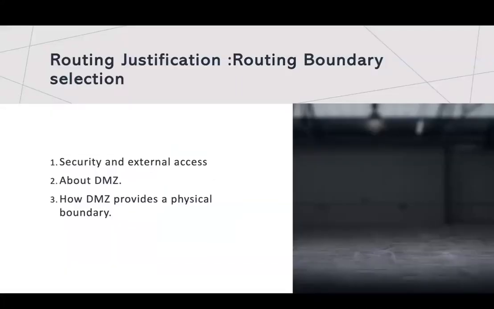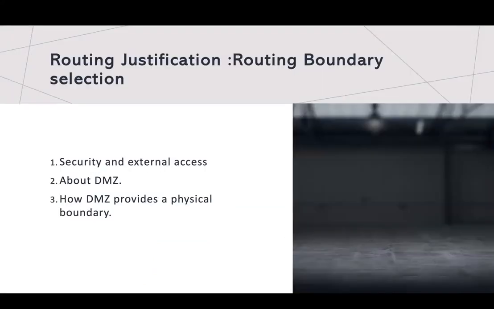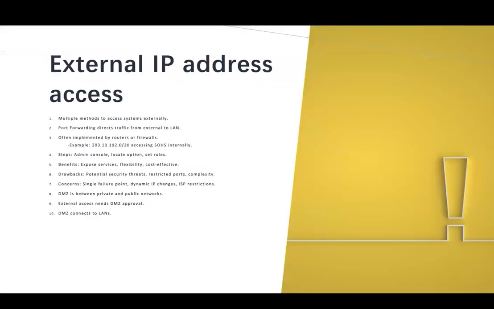We select the DMZ, demilitarized zone, as the routing boundary because of security and external access. The DMZ is actually an exterior gateway protocol set between 2 autonomous systems. In this case, it's the system between the 4 LANs and the metropolitan networks. Next, the external IP address access.